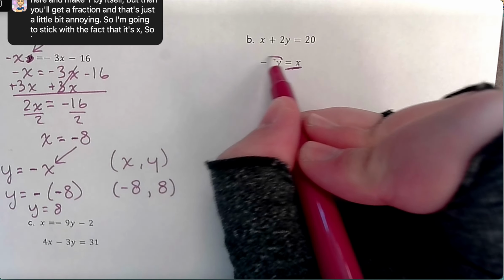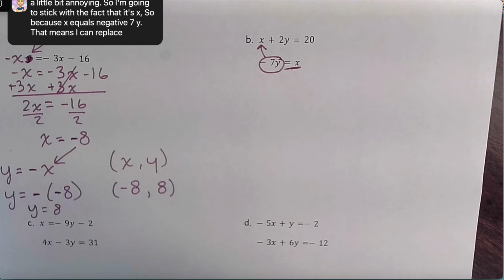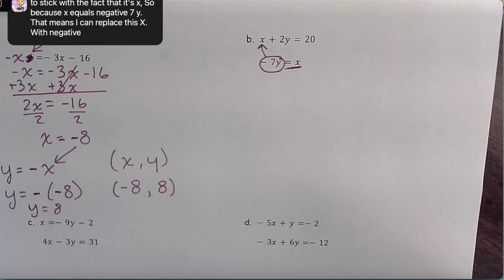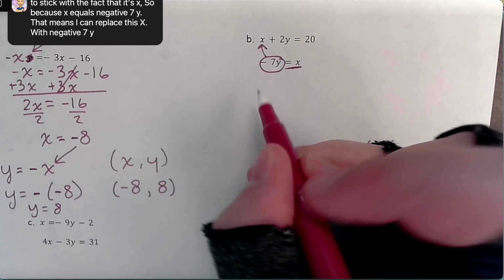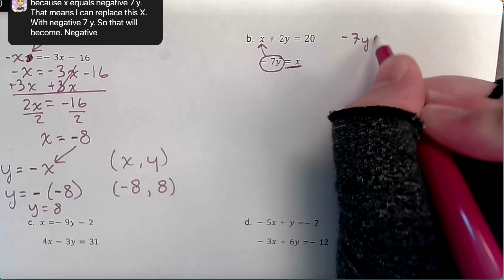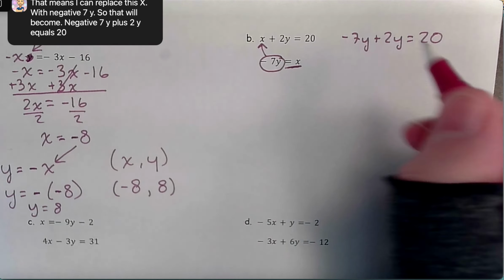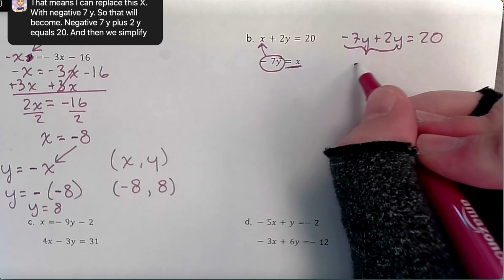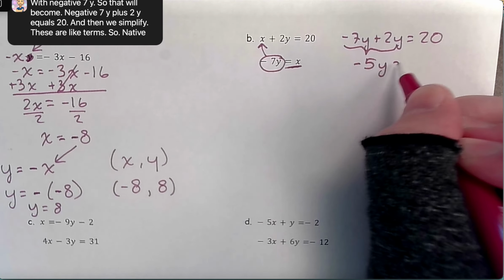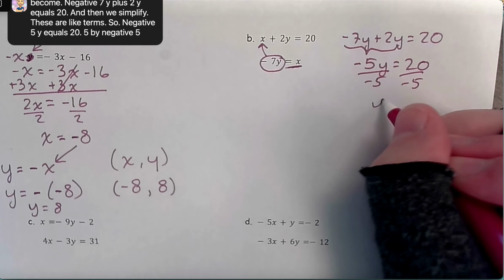So because x equals negative 7y, that means I can replace this x with negative 7y. So that will become negative 7y plus 2y equals 20. And then we simplify. These are like terms, so negative 5y equals 20, divide by negative 5, y equals 4.